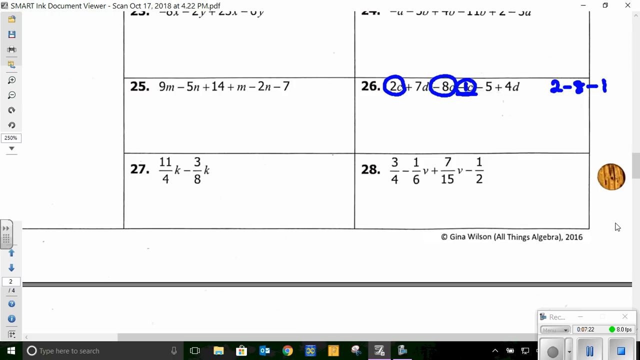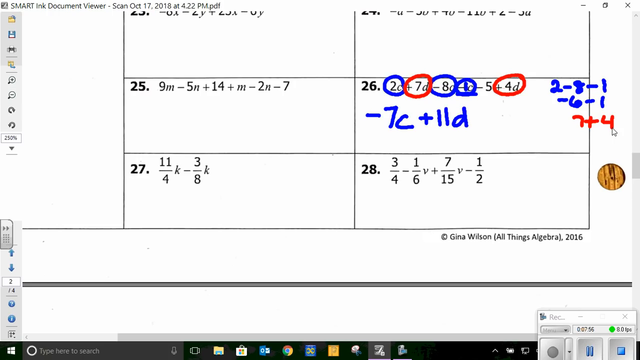So this is the math I'm doing. 2 minus 8 gives me a negative 6, and then minus 1 gives me a negative 7. So far I have negative 7C. Don't forget the C, because remember that was our term with a variable of C. Now I have my D terms, with the letter D in it. I have a positive 7D. I have a positive 4D. That's like saying 7 plus 4, which gives me 11. So I have 11D, a positive 11D.